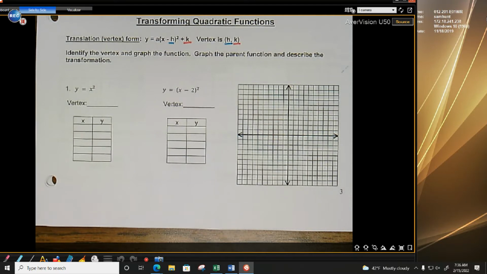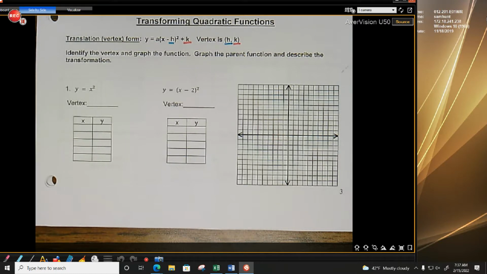So, just like we talked about last class, what is the most important point on a quadratic function? The vertex. That's why we like vertex form. We don't have to graph this. We don't have to find the table. It literally is in the equation. We're able to find the most important point of our quadratic just by looking at the equation.